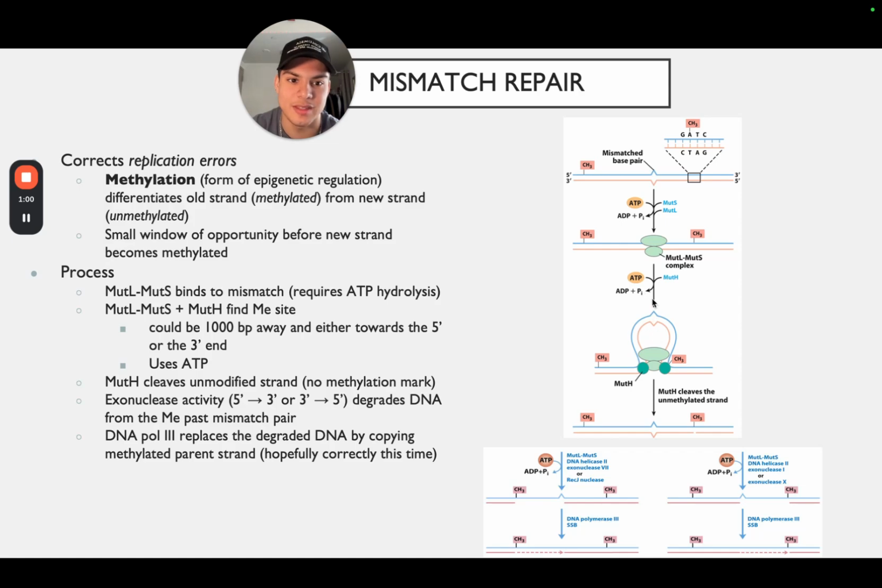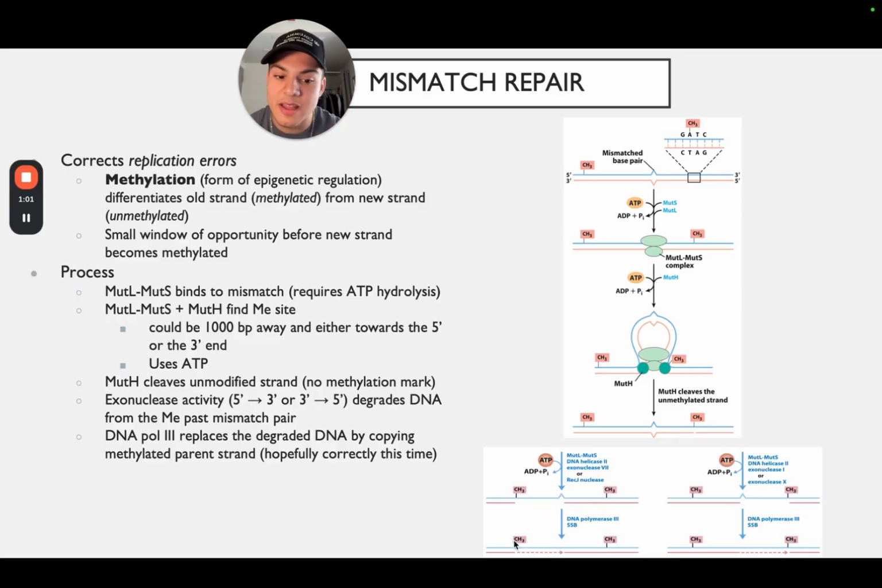So we have the mismatch base pair on the top now, and MutH is going to recognize the methylated components of the DNA strand. It'll cleave the unmodified strand where there are no methylation marks. It's not going to cleave the parent strand, because the parent strand is the one that's methylated. The daughter strand is going to be cleaved. As you can see on this arrow right here, this little portion is cleaved now. Then we have exonuclease activity where we degrade the mismatched base pair. The parent strand is fine. It's just the daughter strand that forms that mismatched base pair in the first place.